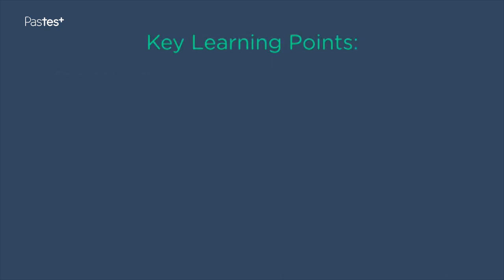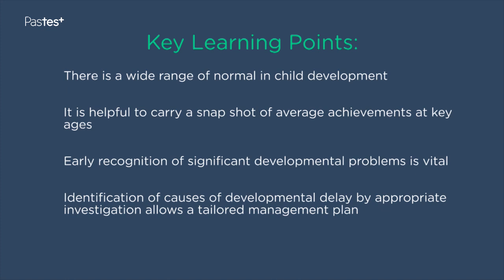So those are the 8 example questions for this lecture. The key learning points for this lecture are that there is a wide range of normal in child development. It's very important to know what is normal and what is not. It is very helpful to carry a snapshot of average achievement at key ages, as mentioned at the start of this lecture. Early recognition of significant developmental problems is vital, and identification of causes of developmental delay by appropriate investigation allows a tailored management plan. I would suggest that Illingworth's textbooks regarding the normal child and normal and abnormal child development are very good sources of information on this subject.